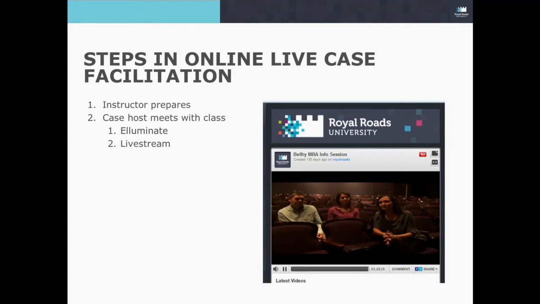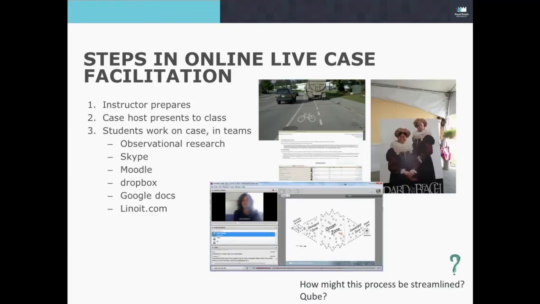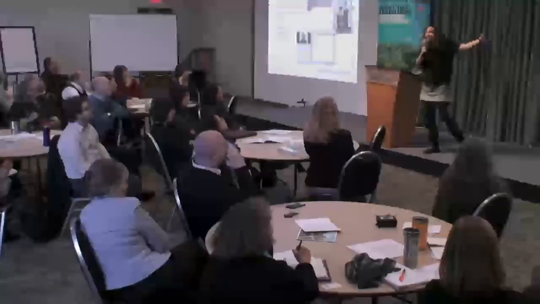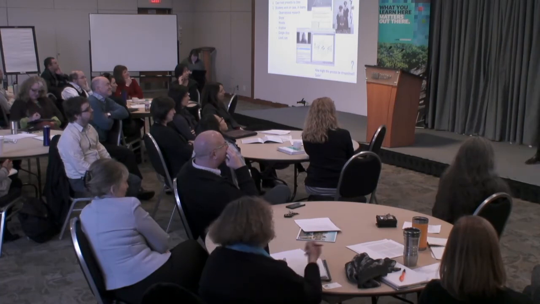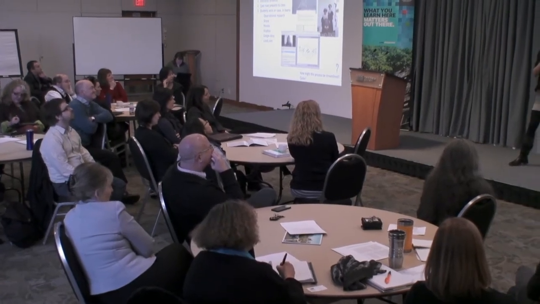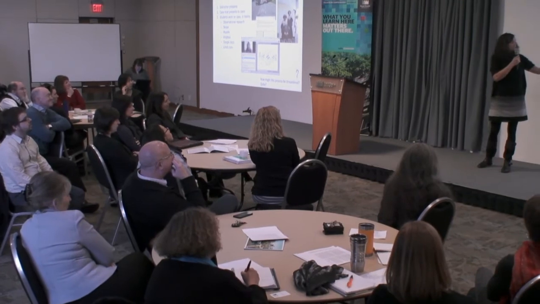This is the stage where it gets a little messy. They have to work in teams to creatively address this case challenge, and I like them to do observational research. This is an example of students who went to a performance in Vancouver together. If they're in the same city, they can go and do something together. Or we did something around biking: a student who wasn't in the same city as the case host biked to work and did observational research.